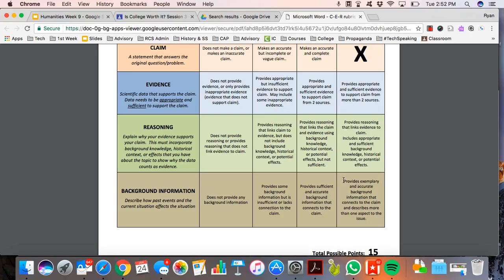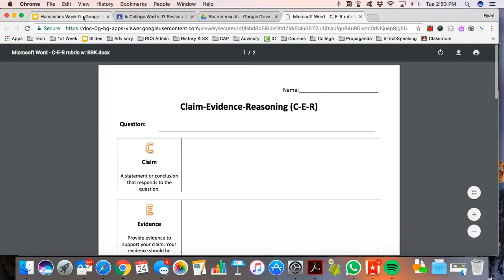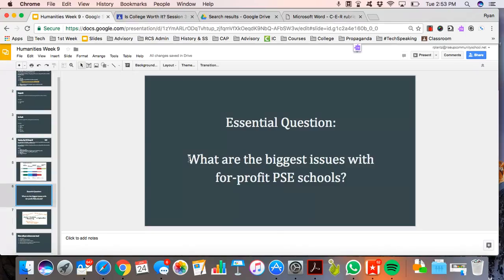And then the last thing is background information. Consider the fact that we're in week 9 and you have 8 weeks of experience learning all about college and other PSE schools. So really use that background knowledge, all of those things that you know that don't specifically relate to for-profits, but things like the admissions process and financial aid and access to college. Everyone's going to get 3 of these front and back. You can use this to plan. Like I said, the question we're answering is what are the biggest issues with for-profit schools?